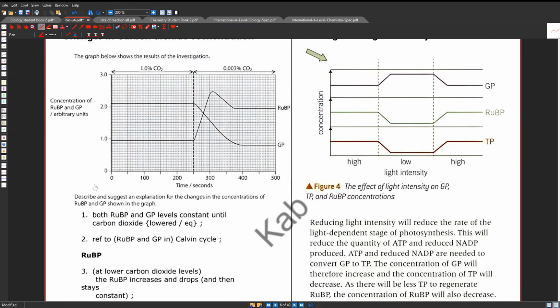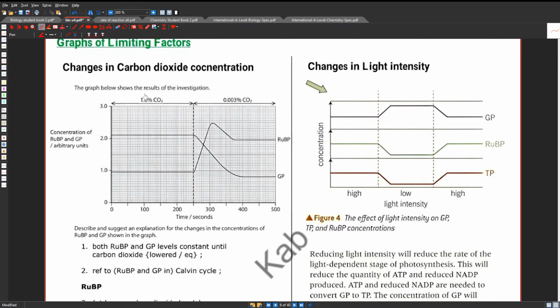Okay. Let's try to make sense of these. So carbon dioxide concentration, that means it's directly talking about LIR. This side is high, this side is low carbon dioxide concentration. On the left you have the concentration of RuBP and GP, and you have time in seconds. Remember, RuBP is not an enzyme, it's not a protein, it's a carbohydrate compound, a five carbon compound.